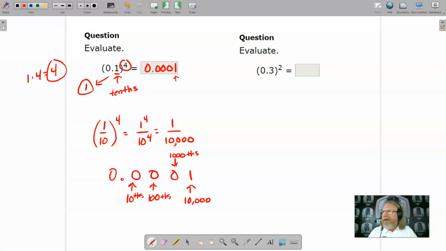And sure enough, I do. 1, 2, 3, 4 decimal places. We'll see if that holds true. Let's try it out on the next problem here.